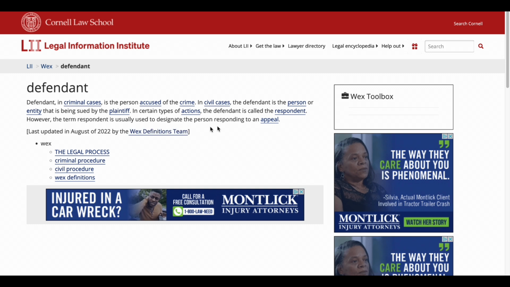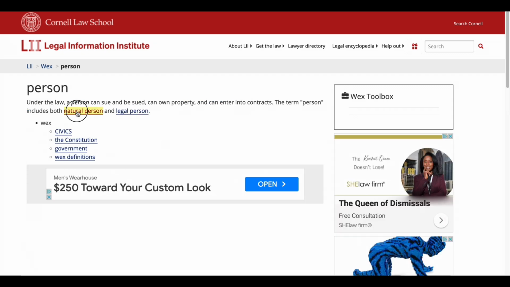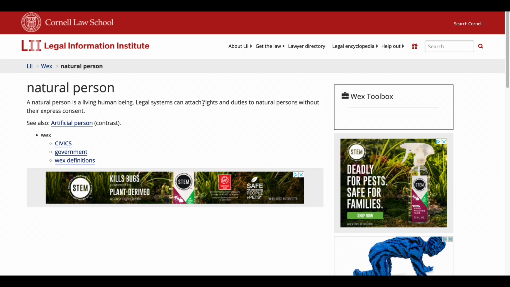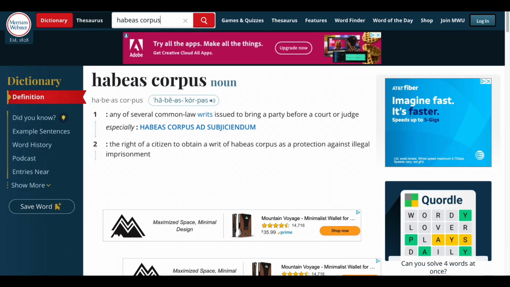Let me go back to where I found it. Yeah, natural person. Here it is. A natural person is a living human being. Legal systems can attach rights and duties to natural persons without their express consent. So it does happen in court all the time. They will create a body attachment to your straw man, your legal person. When they do those things, it's restraining your liberty, and they're doing it unlawfully. Then you have the right to apply for a writ of habeas corpus.